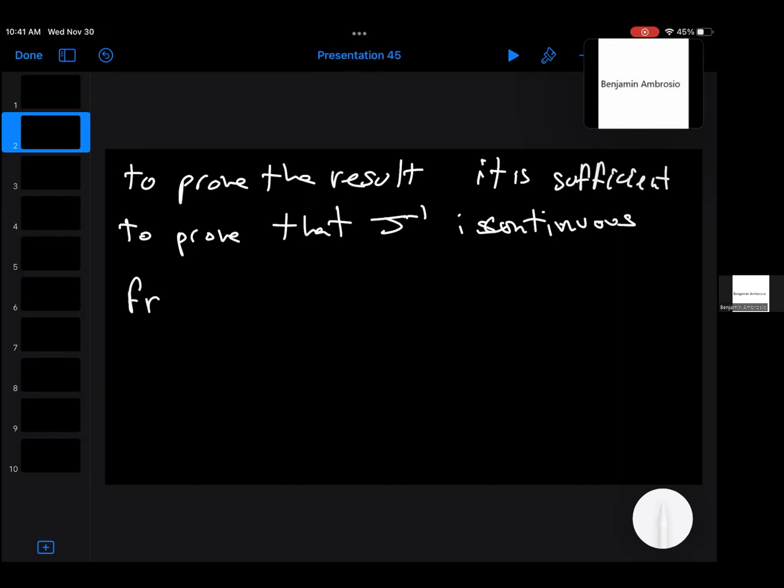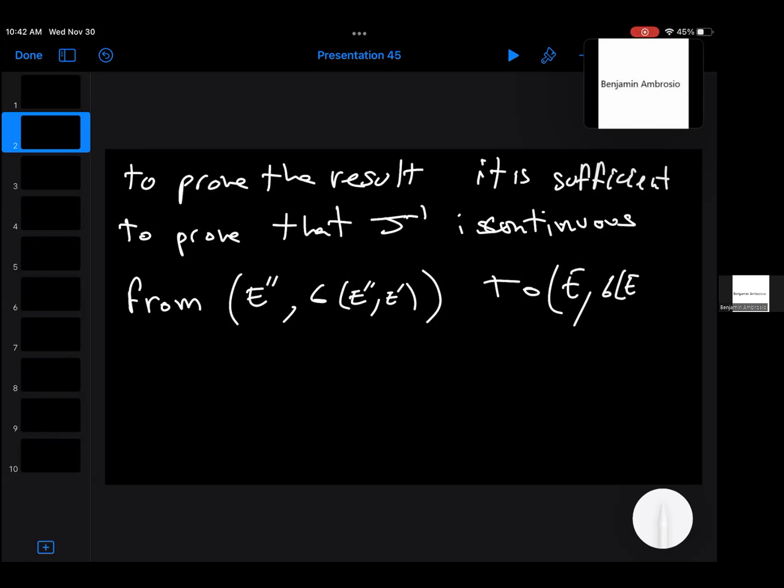So E second is endowed with this topology, and I know that B is compact. So the closed unit ball in E second is compact for this topology, to E endowed with the weak topology here. All right, so now to prove this, I will recall you a general thing. Let me do some comment here.